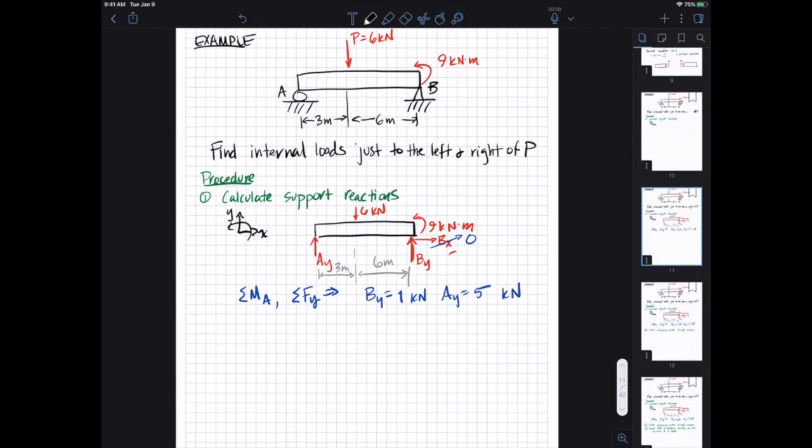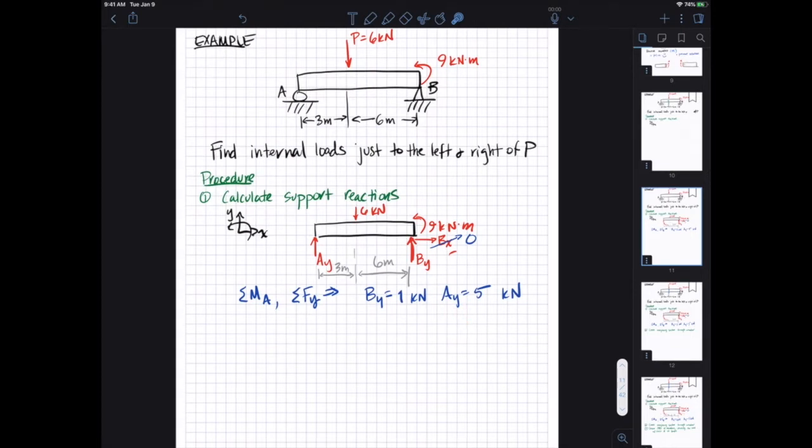Of course, at the roller we have just an AY force, and at the support B we have a pin, BX and BY. We can see by inspection that there are no other forces in the horizontal direction, and therefore BX automatically goes to 0. If we take the sum of moments at A and combine that with the sum of forces in Y, you should get that BY equals 1 kilonewton and AY is equal to 5 kilonewtons.